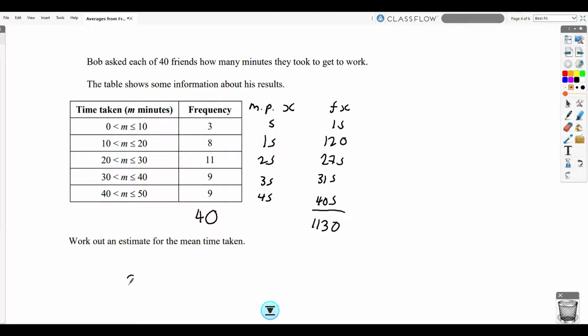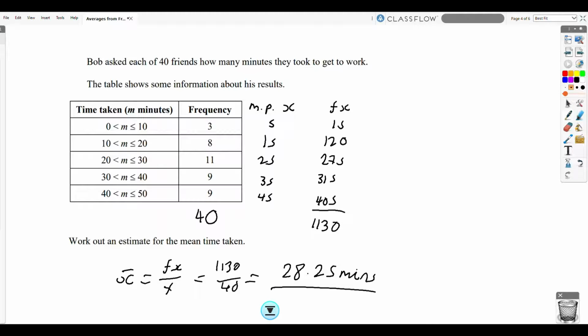Once again, to work out the mean, it's the fx column over the f column. So it's 1130 over 40. This gives us a value of 28.25, and since we're dealing with continuous data, we don't need to round this. So the mean is 28.25 minutes.